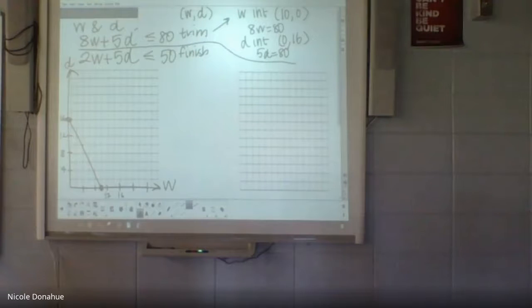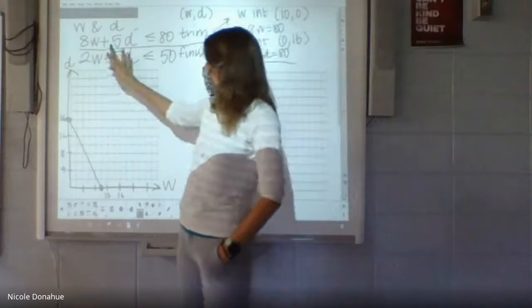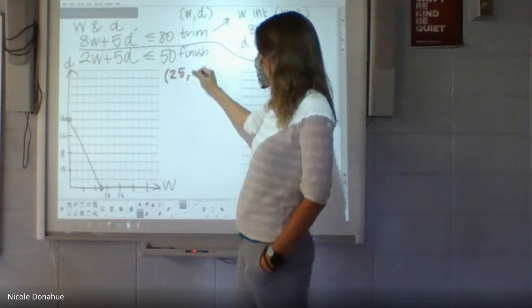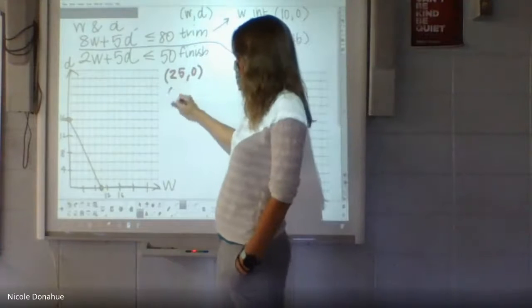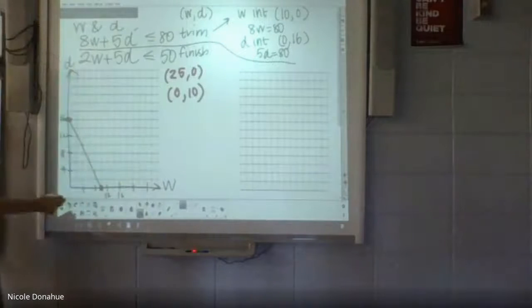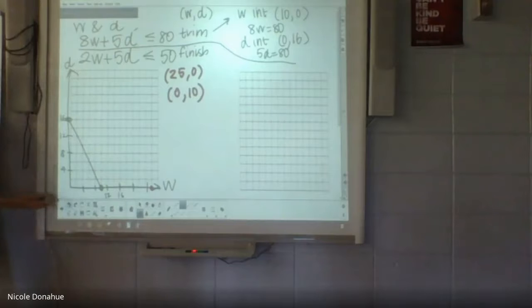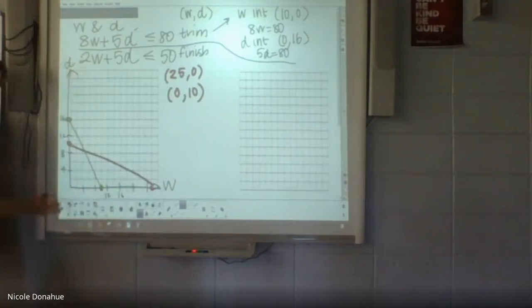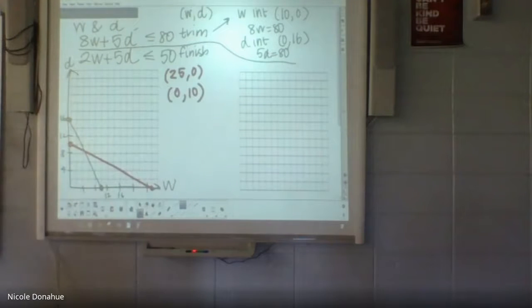I can do the same thing for the other equation. So put 0 in for D. So 2W equals 50, so it's going to be 25, 0 for the wallbanger. And the other one's going to be 0, 10. So this is 16, this is 20, this is 24, so 25. This is 10 over here. All right, it's a really bad line. There's our other line.